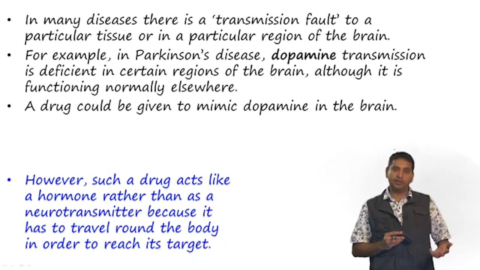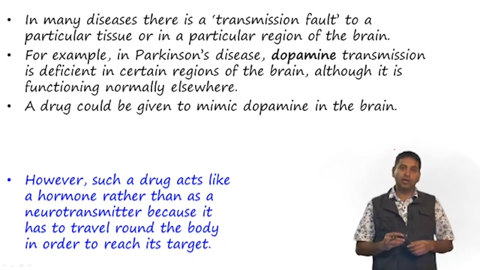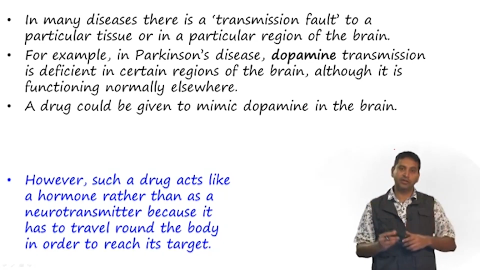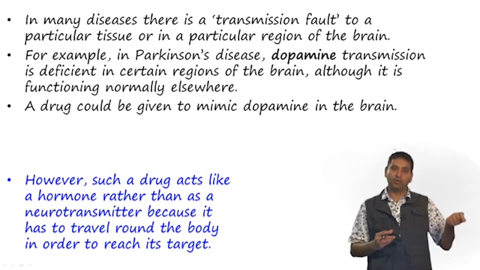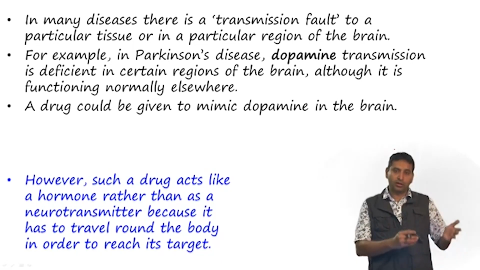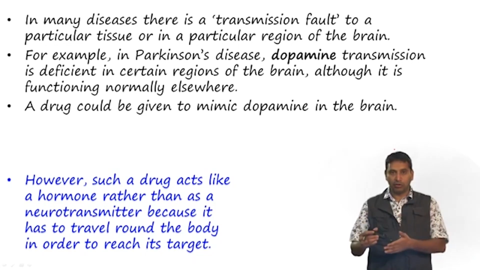We have already spent some time on distinguishing a neurotransmitter from a hormone, but one of the major features is that the hormone is secreted by glands, and then it has to travel a substantial distance to reach the cell of interest or receptor of interest. So, here we want the drug to act like a neurotransmitter, but it actually acts like a hormone.